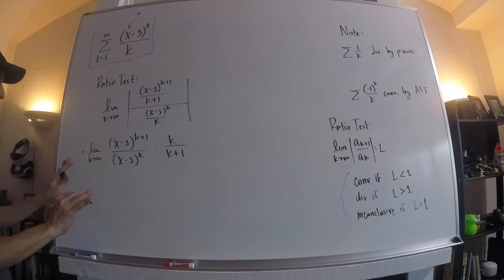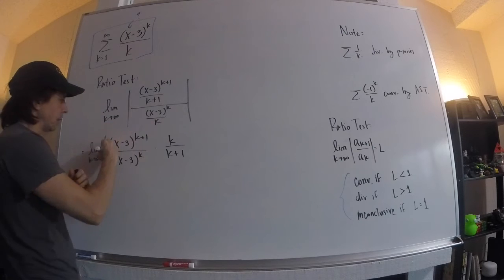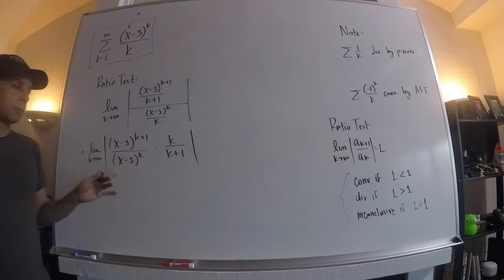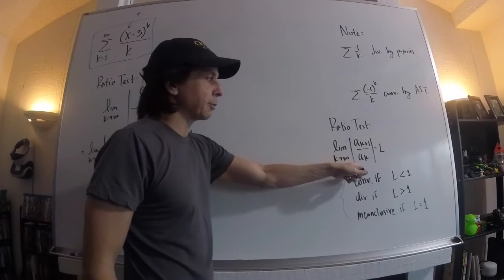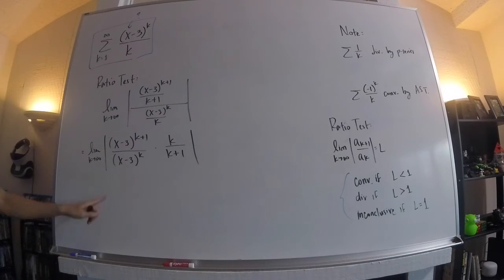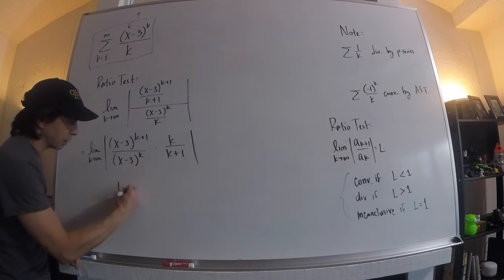I want to simplify first. This one obviously simplifies to just an x. The absolute value is actually relevant here. It's always relevant, but it's particularly important here. The ratio test requires the absolute value of that ratio of the k plus 1 term over the k term. So when I combine these, it's just subtracting powers. k plus 1 minus k is 1. So I end up with just x minus 3.